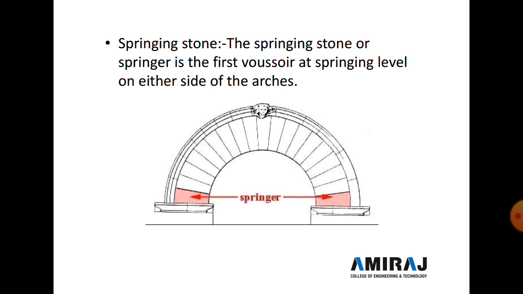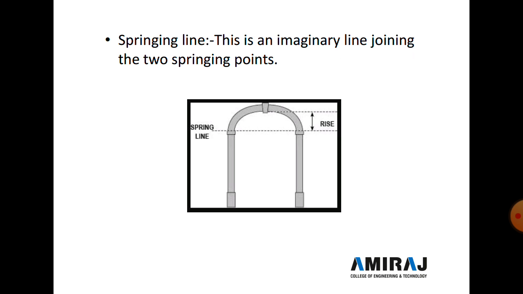The next technical term is the springing stone. What is a springing stone? The springing stone, or springer, is the first voussoir at the springing level, on either side of the arch. It is the start and end of the curvature of the arch, and the one stone provided there is known as the springing stone. Next is the springing line. The springing line is an imaginary line joining the two springing points, the starting and end points.